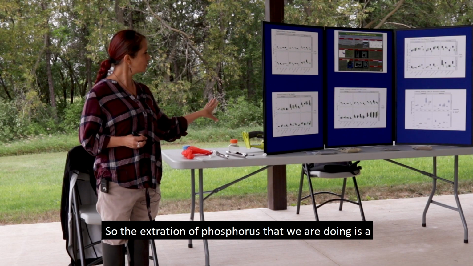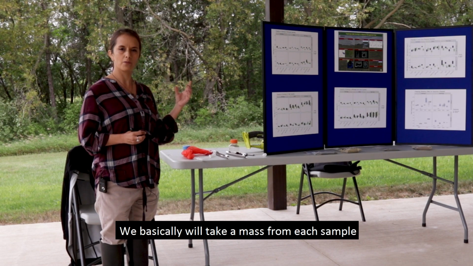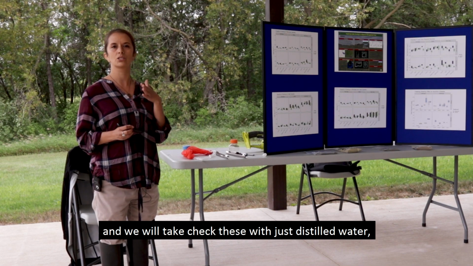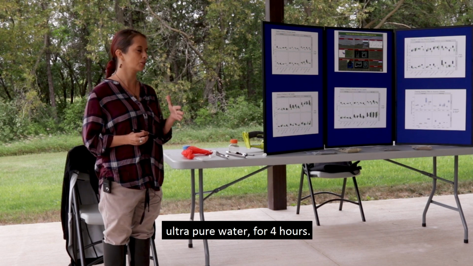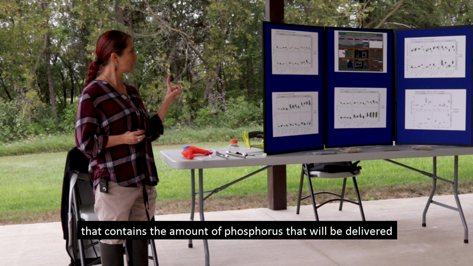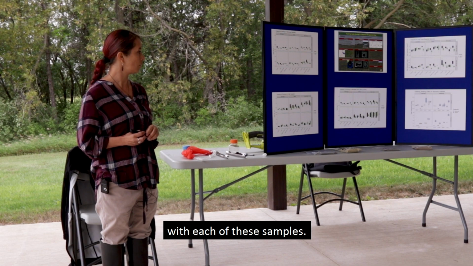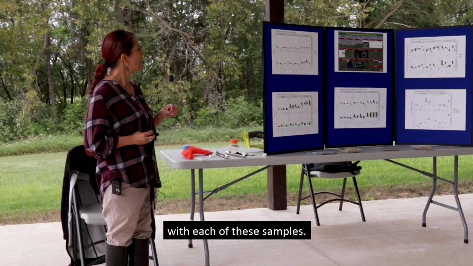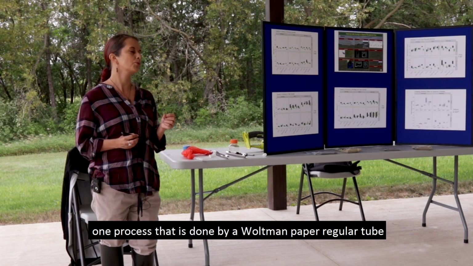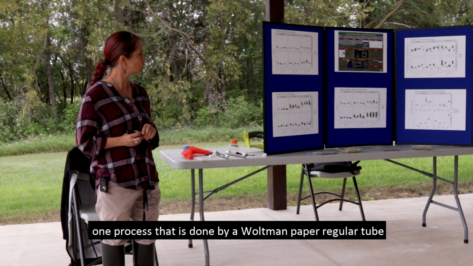So the extraction of phosphorus that we are doing is a water phosphorus extraction process. We basically take mass from each sample and mix it with just distilled water, ultra pure water, for 4 hours. After that, we have a solution that contains the amount of phosphorus that will be delivered from each of these samples. Once we have this, we go to a filtration process, done with Whatman regular 42 paper.